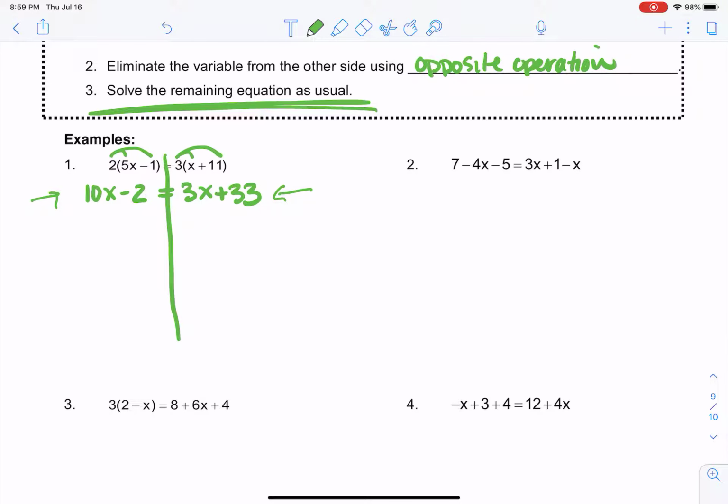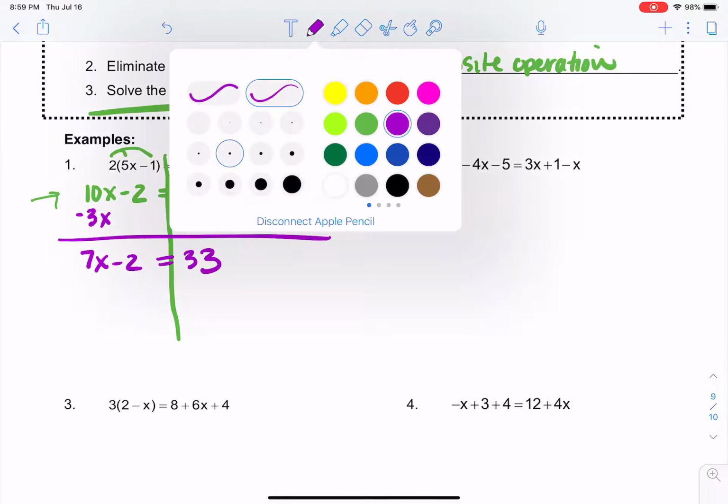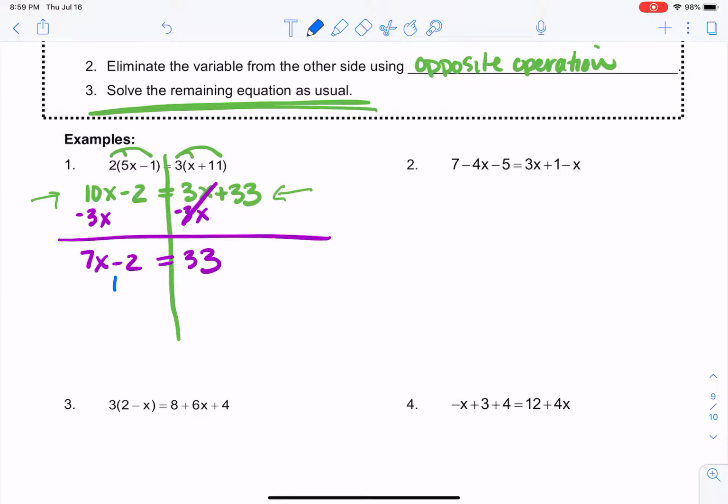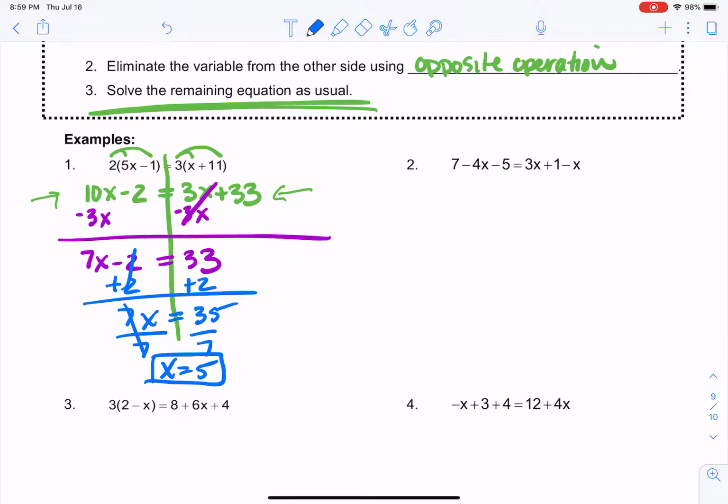I need to get the x's to one side, and my choice is I'm going to try to get this positive 3x to the left-hand side. Those go away. I have 7x minus 2 equals 33. Now I have x's to one side. Now I'm going to try to get the x by itself. So I'm going to add 2 on both sides. I have 7x equals 35. And then opposite of multiplying by 7 is dividing by 7. So x is equal to 5. Okay, so that was distributive property.